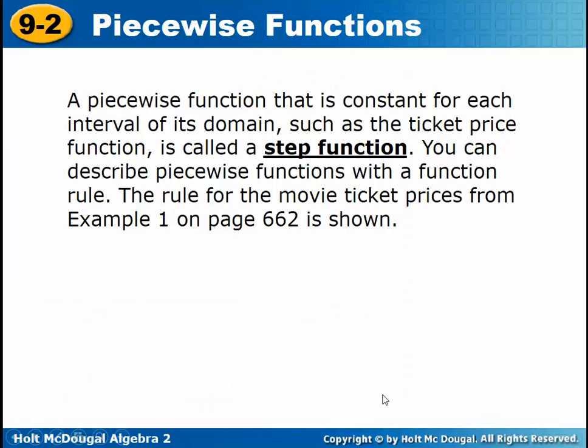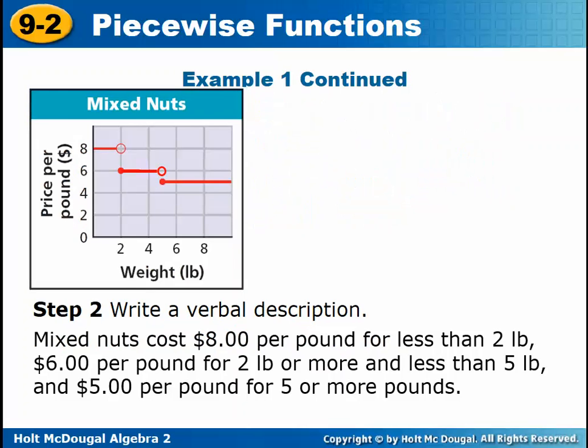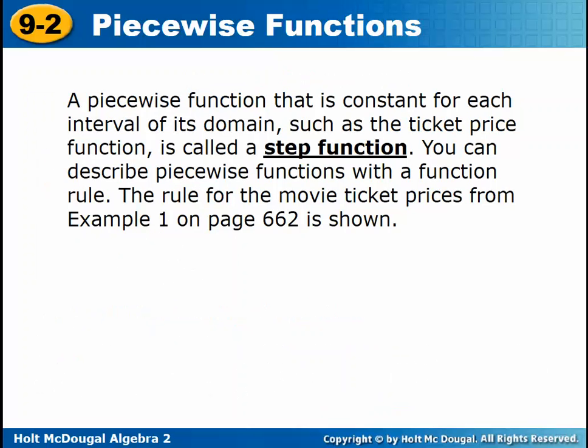A piecewise function that is constant for each interval of its domain, like we just looked at, such as ticket prices or the price per pound, is called a step function because if you look at the graph, it really does look like steps. We can describe piecewise functions with a function rule.